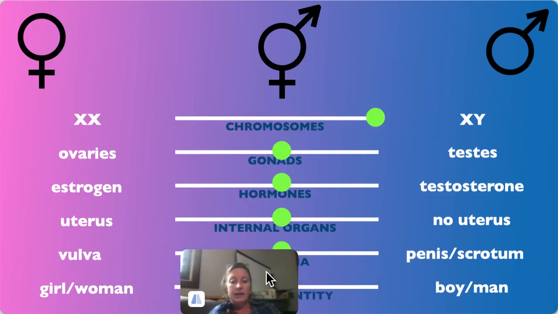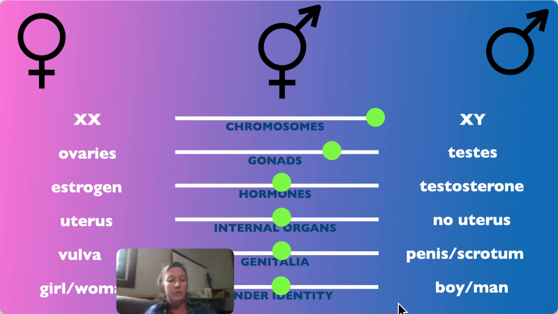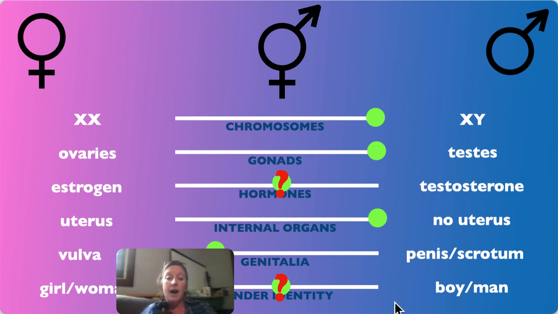So, these folks have XY chromosomes, have testes, produce testosterone, but the body doesn't respond to it. They're not producing estrogen because they don't have ovaries, so I don't know where to put this slider. They don't have a uterus. They do have a vulva. And they generally identify as girls or women, but not always.